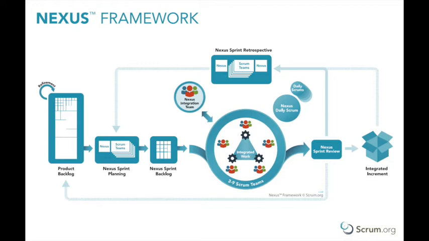Nexus Framework. Nexus is a process framework for multiple Scrum teams working together to create an integrated increment. Nexus is consistent with Scrum and its parts will be familiar to those who have used Scrum. The difference is that more attention is paid to dependencies and interoperation between Scrum teams, delivering at least one done integrated increment every sprint.